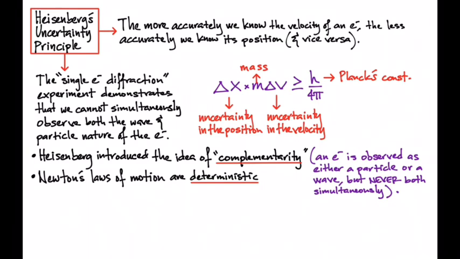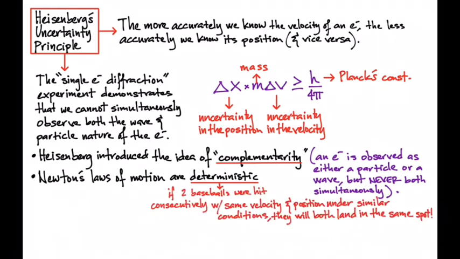And this is different from Newton's laws of motion, which is basically classical physics. Newton's laws of motion are deterministic, which means that you can predict the outcome by just looking at an experiment, right? So let's say that you have two baseballs. Two baseballs were hit at the same time with the same velocities, same position, same angle, and so on and so forth. Those two baseballs will land in the same spot every single time. So that's what it means by deterministic.